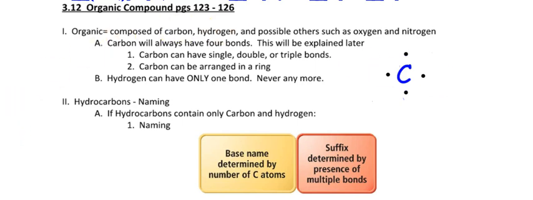Now, how do we name them? How do we name hydrocarbons if it contains only carbon and hydrogen? Your base name is determined by the number of carbon atoms, and your suffix, the ending, is determined by the presence of what kind of bonds, all right? So we'll do this part first, and then we'll do the second part. So let's scroll up here.